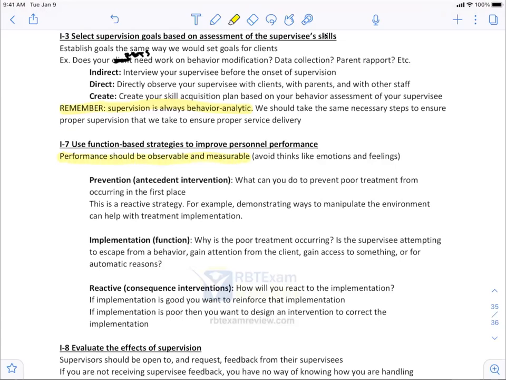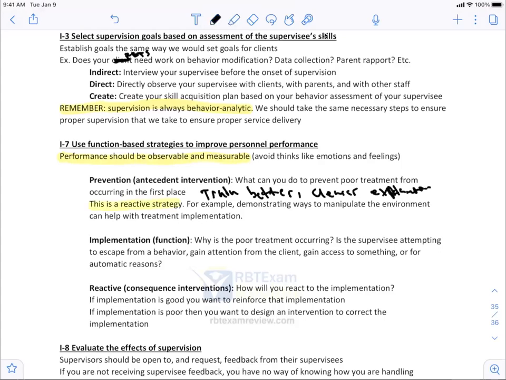How can we prevent these things, right? Antecedent interventions. What can you do to prevent poor treatment from occurring in the first place? Well, you can train, right? You can train better. Clearer explanations. Okay, clearer definitions. You can put things in place, right? So these things don't happen in the first place.